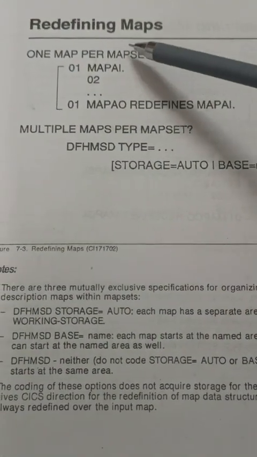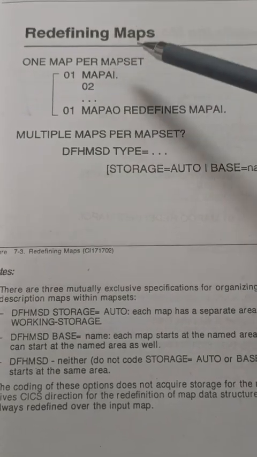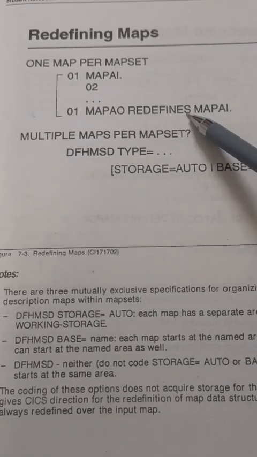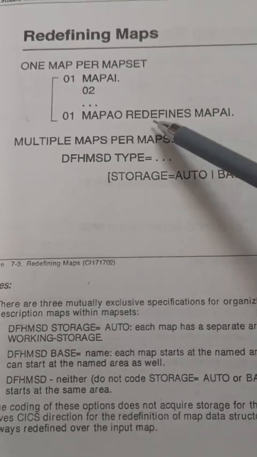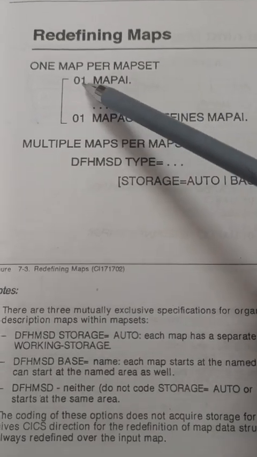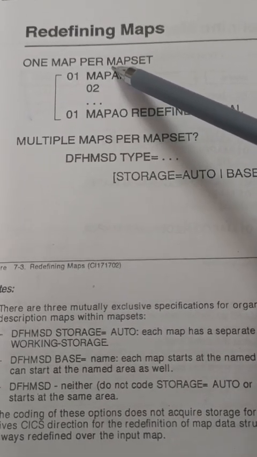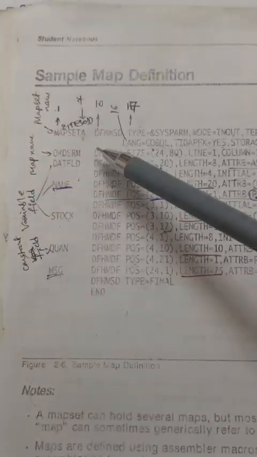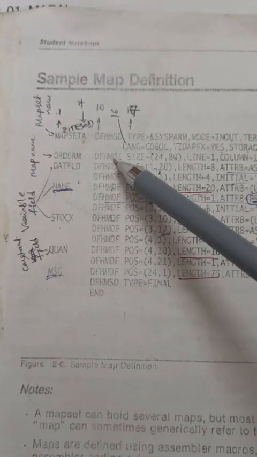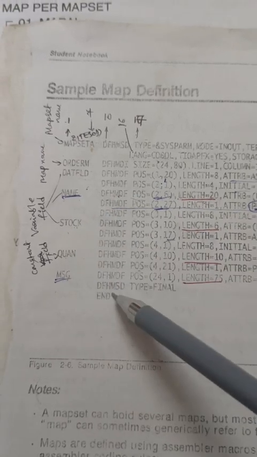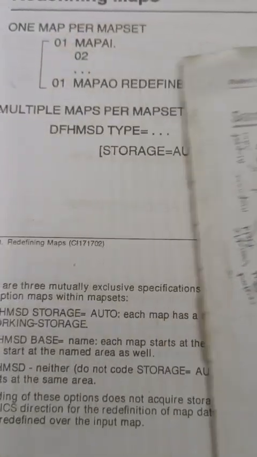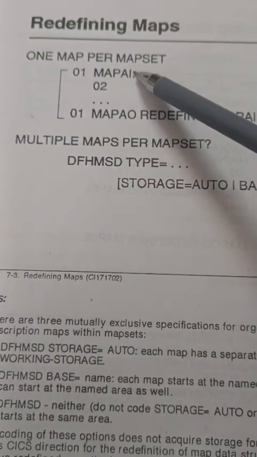We have seen what is in a map set, and how to redefine a map set. In some of the programs, you'll see that the input map set is redefined with the output map set. While generating the symbolic map in a copybook, you'll see this structure. When you mention a type one map in a map set, like earlier, we have mentioned only one map per map set. Here, only one map is mentioned under a particular DFHMSD, because one DFHMDI parameter is there. If there are other parameters, another DFHMDI parameter, then we call it two maps in one map set. But here it is one map per map set.